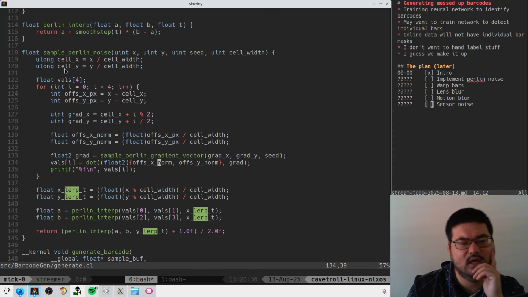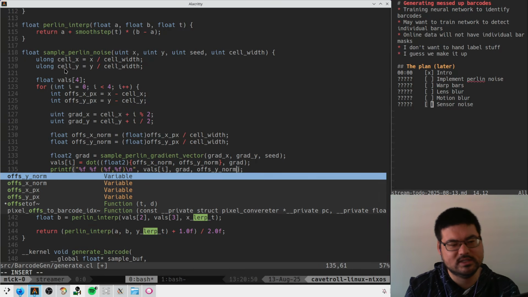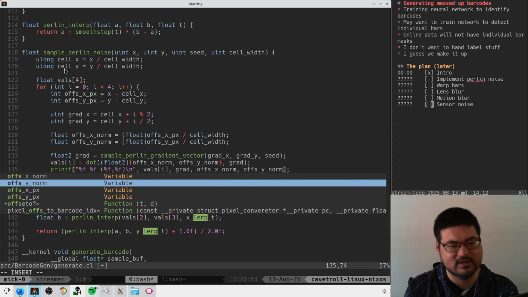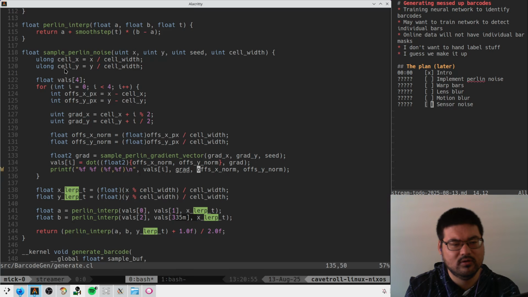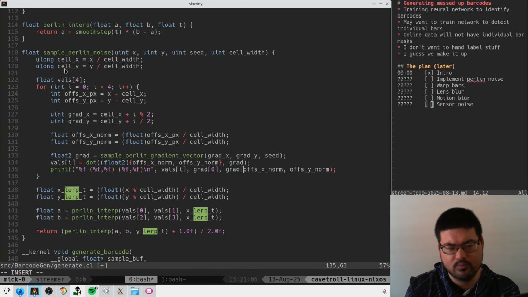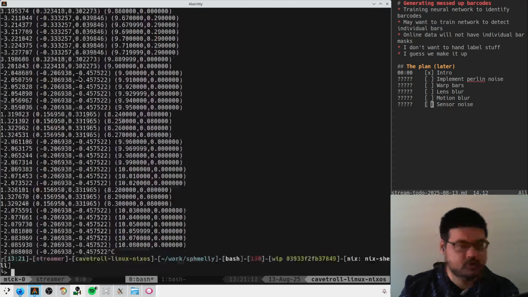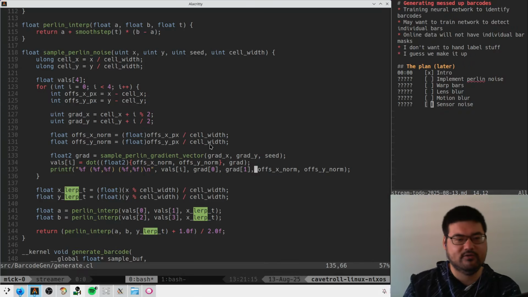Because I would think that the... Can we log the gradient and the offset here? Dude, it's so sick that you can just printf in these things. That's crazy. Grad 0, grad 1. Let's just see what we're looking at here. So the offset is mega big.